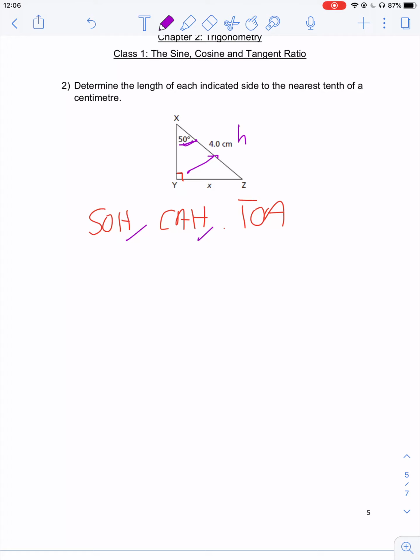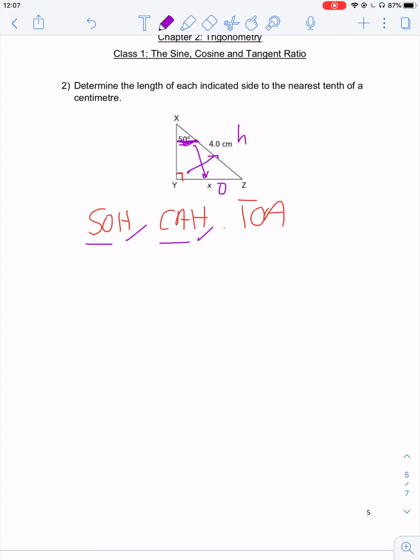So that means I'll either have to use the sine ratio or the cosine ratio, because if I use the tangent ratio, I don't have the opposite side and I don't have the adjacent side. It's not going to work. I'm going to have two unknowns. So I'm not going to use the tangent ratio. I'm going to have to use this one or that one. So let's see, which one should I use? Because I'm looking for x, which is opposite to my 50 degrees, this is my opposite side.